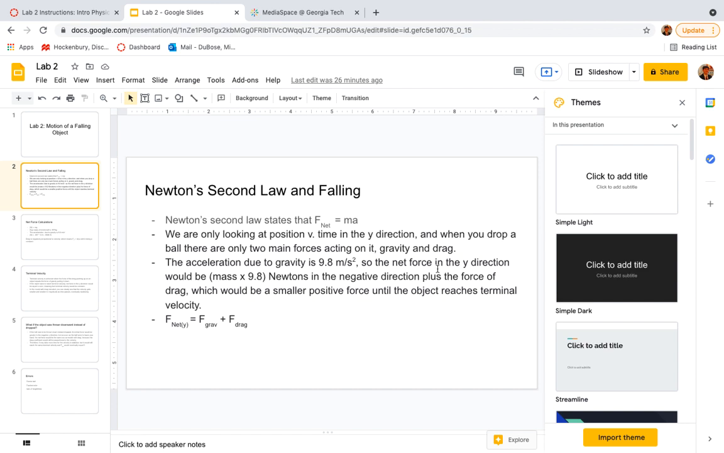The acceleration due to gravity is 9.8 meters per second squared, so the net force in the y direction would be mass times 9.8 in newtons in the negative direction, plus the force of drag, which would be a smaller positive force until the object reaches terminal velocity. In other words, F net equals force of gravity plus the force of drag.